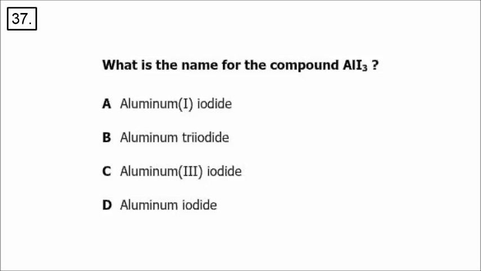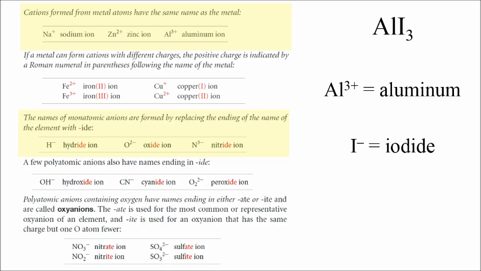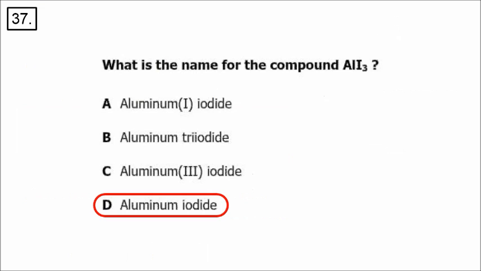Earlier we had a compound that was iron Roman numeral 3 chloride. Now you see some Roman numerals in the 4 choices that are listed here. However, aluminum is not going to require a Roman numeral because aluminum is always +3. It does not form different charges. Iodide would be the name of the iodine atom as a negative ion. So aluminum iodide, no prefixes, no Roman numerals. The correct answer is D.